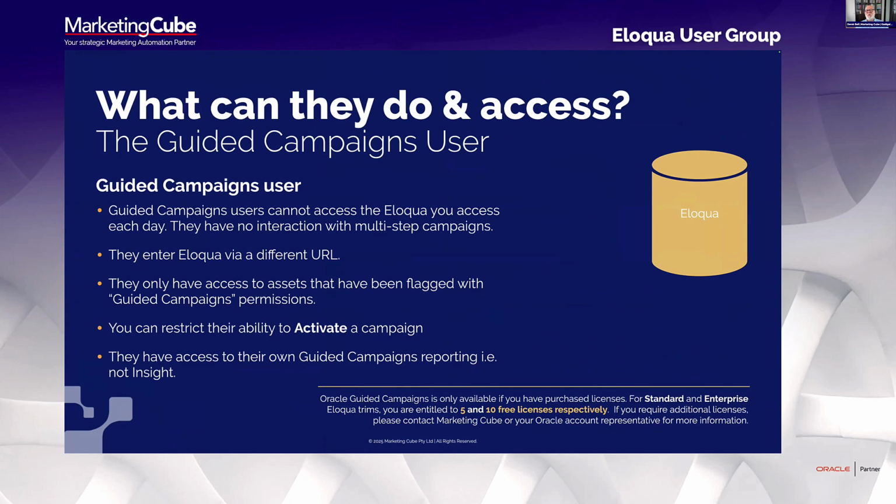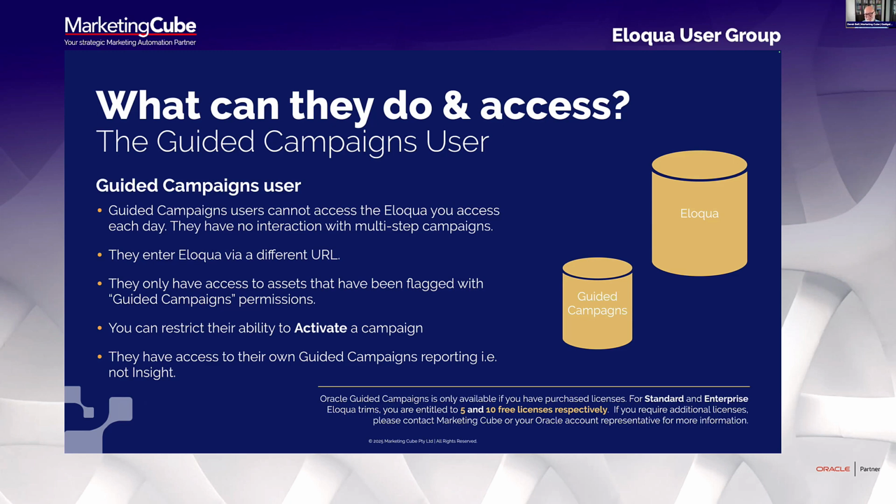Okay, so what can this guided campaign person do, and what can they access? The first thing, I just wanted this visual over here on the right-hand side: yes, guided campaigns is obviously part of Eloqua. We're accessing Eloqua content, emails, and segments, and so on and so forth. But the guided campaigns user is very quarantined from the core platform.